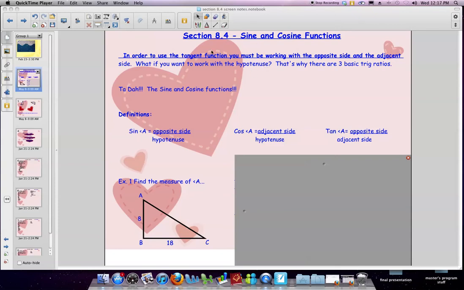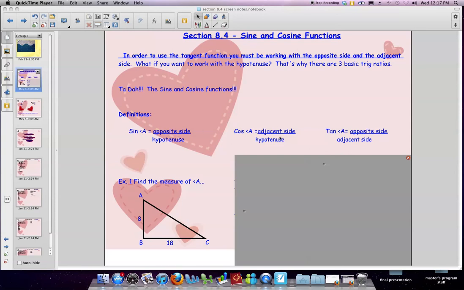Well, then you can't use the tangent function. That's where the other two functions, sine and cosine, come into play. Their definitions include using the length of the hypotenuse. So in the last lesson, we learned that the tangent of an angle is equal to the opposite side length divided by the adjacent side length.